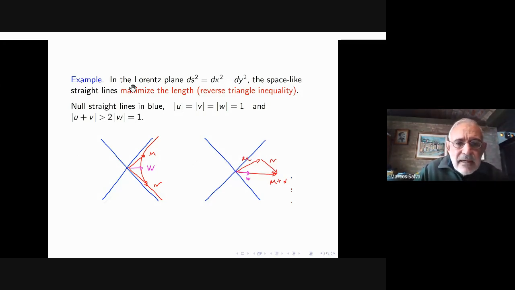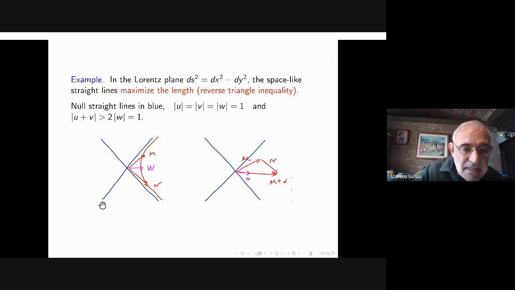I comment on this particular case: the Lorentz plane. In the Lorentz plane, the space-like straight lines maximize the length. So instead of the Riemannian case, where geodesics are local minima of the length, in this case they are local maxima, as we know from relativity.